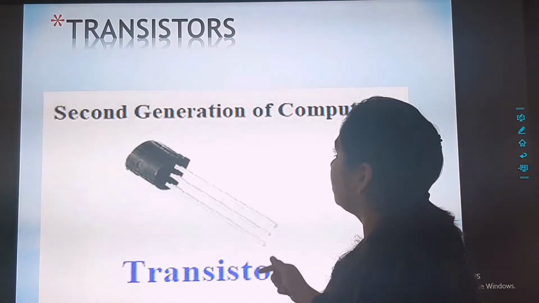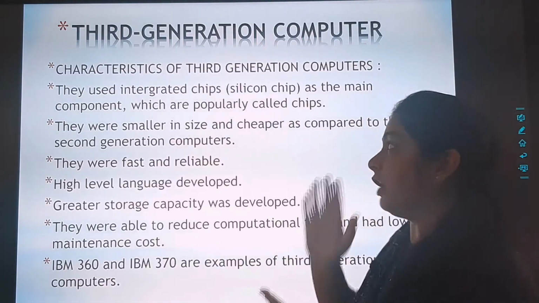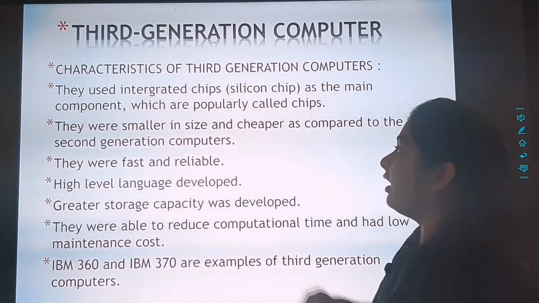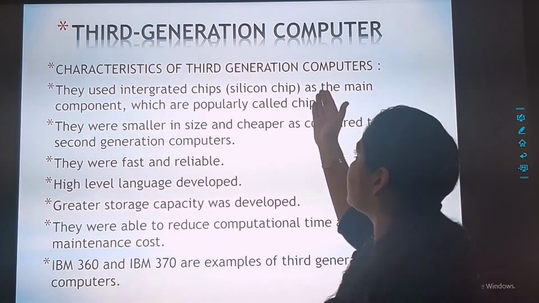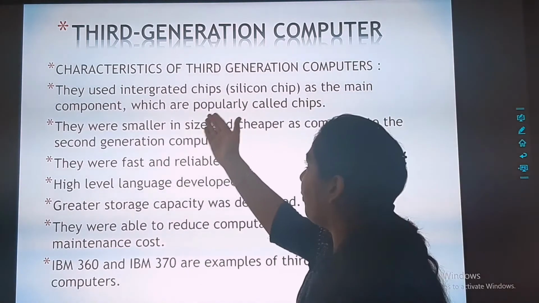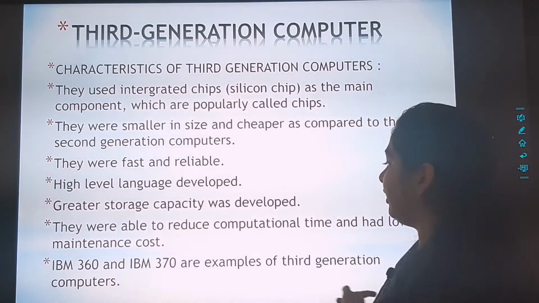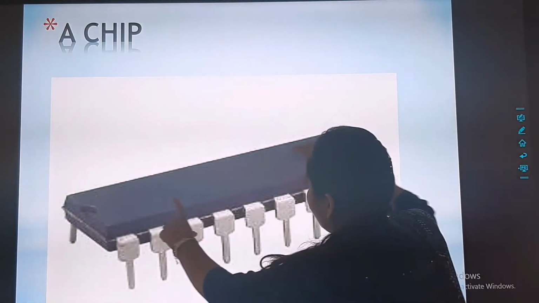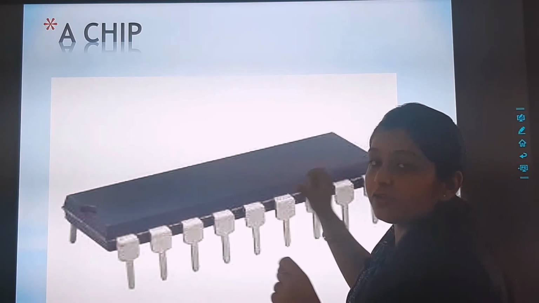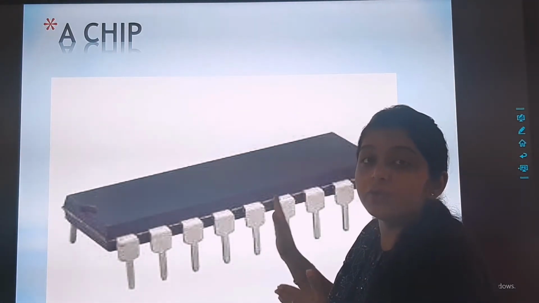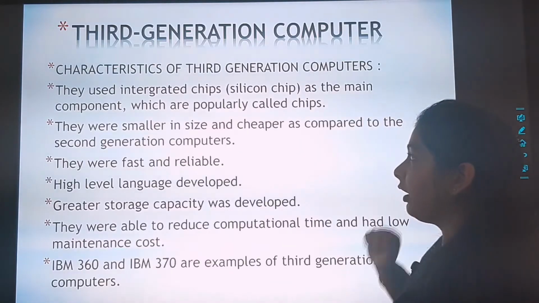Moving on to the third generation computers. Now, we will see the characteristics. They use integrated chips, silicon chip as a main component, which are popularly called chips. Now, what are integrated chips? See, this is a type of integrated chip. It is also known as a silicon chip. This was a main component used in the third generation computers.